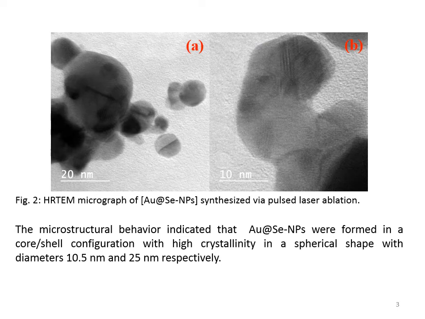The obtained metallic nanoparticles, including gold, selenite, core shell, were examined by high resolution transmission electron microscope, and they seem to be formed as spherical shapes with an inner diameter of 10.5 nanometers, and the outer diameter was around 25 nanometers.